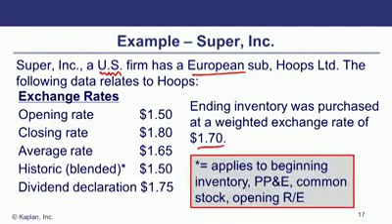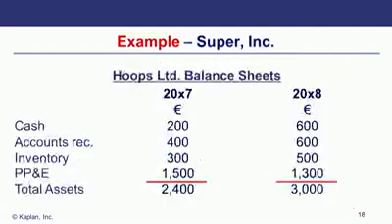Right, okay, so let's turn our attention to the actual data. We've been given balance sheets, 2 years worth of balance sheets here for Hoops. We can see we've got cash, a monetary asset, accounts receivable, a monetary asset, and inventory. Now again, remember inventory is typically a non-monetary asset and PP&E a non-monetary asset. So 2 monetary assets, 2 non-monetary assets.